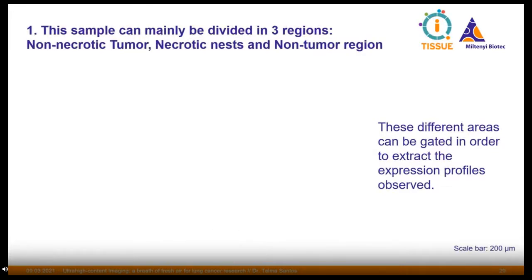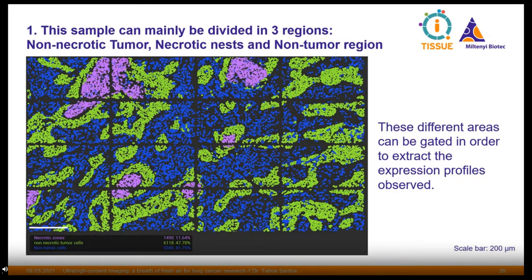What I decided to do here was to first do an image gating strategy. So I really like just to draw these regions and select them as the necrotic areas. And then I quickly just gated the tumor cell positives with cytokeratin versus the rest, to separate them into these 3 major categories.